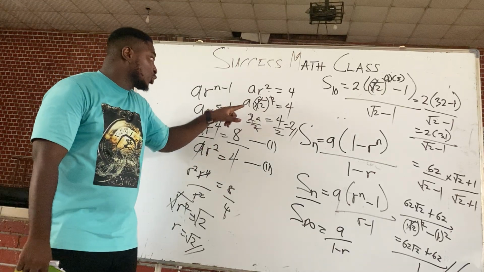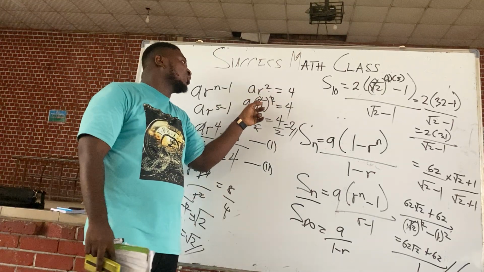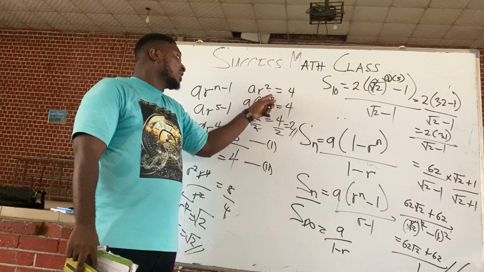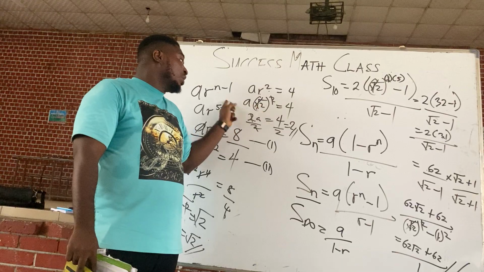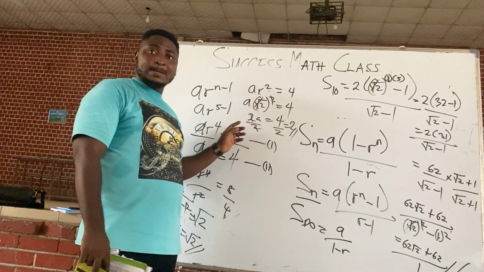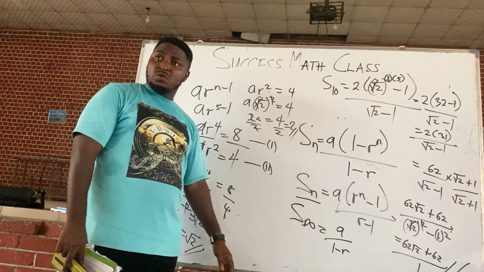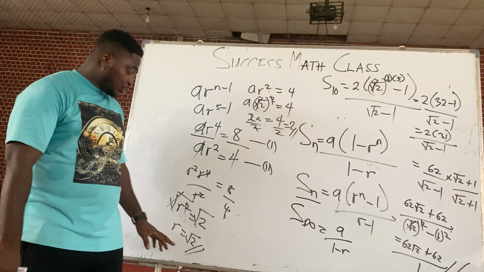I replace r as root 2. Ar square equals 4. I replace r as root 2, so a root 2 square equals, and square cancels square root. So 2a equals 4, to find a. What we did there is we now got a as 2. So root 2 is root 2 and a is 2.